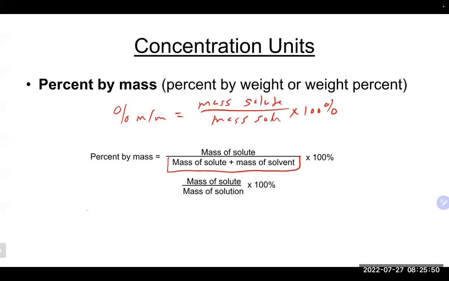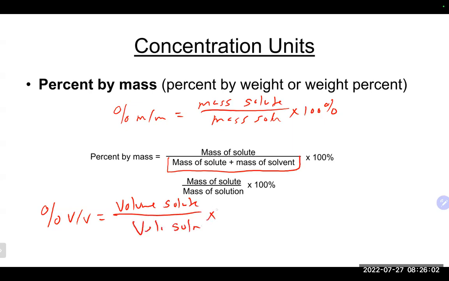We also had some other percent ones, which is percent volume to volume, which is the volume of solute divided by the volume of solution times 100%. And we also had percent mass to volume, which is the mass of the solute divided by the volume of solution, also times 100%. So these are 3 of those percent concentrations, which are important units.